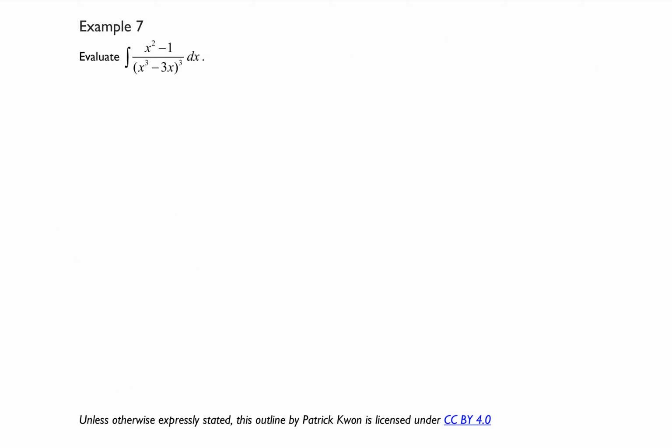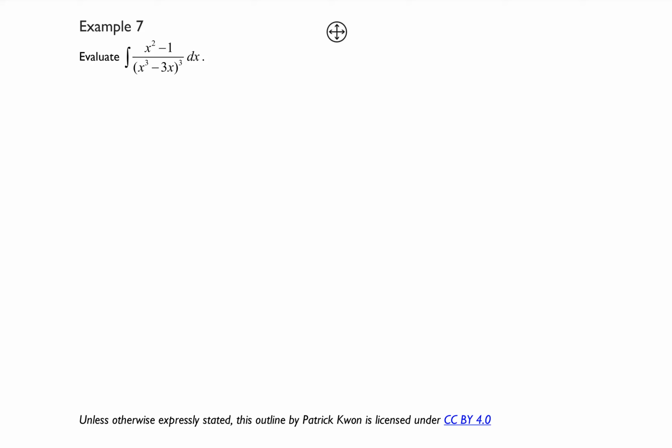Example 7 says evaluate the integral of x squared minus 1 over the quantity x cubed minus 3x cubed dx. So here we have a numerator and a denominator, and usually if we're going to use u substitution, the u value is either going to be the entire numerator or the entire denominator.